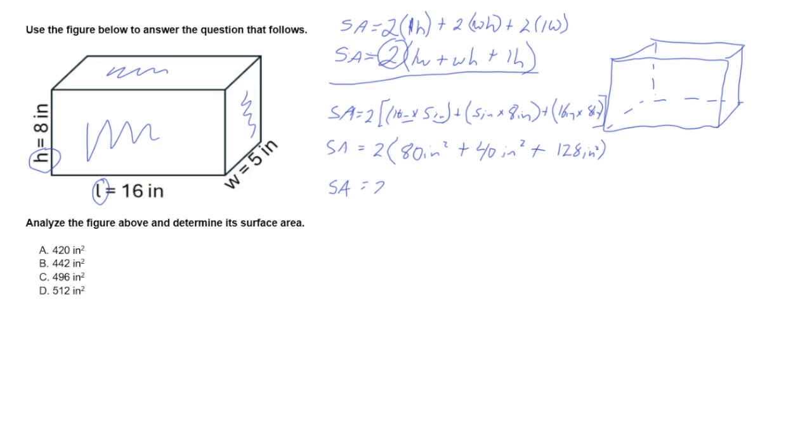All right, so let's just keep going. If we do all of our addition steps, we'll get 2 times 248 inches squared. So our surface area, 2 times 248 is 496 inches squared. So that's our answer. C, 496 inches squared. Great job.